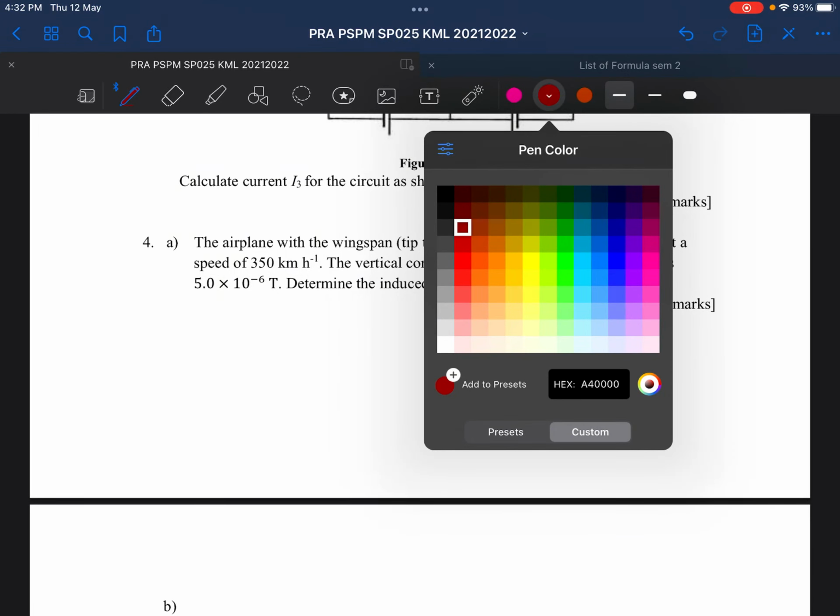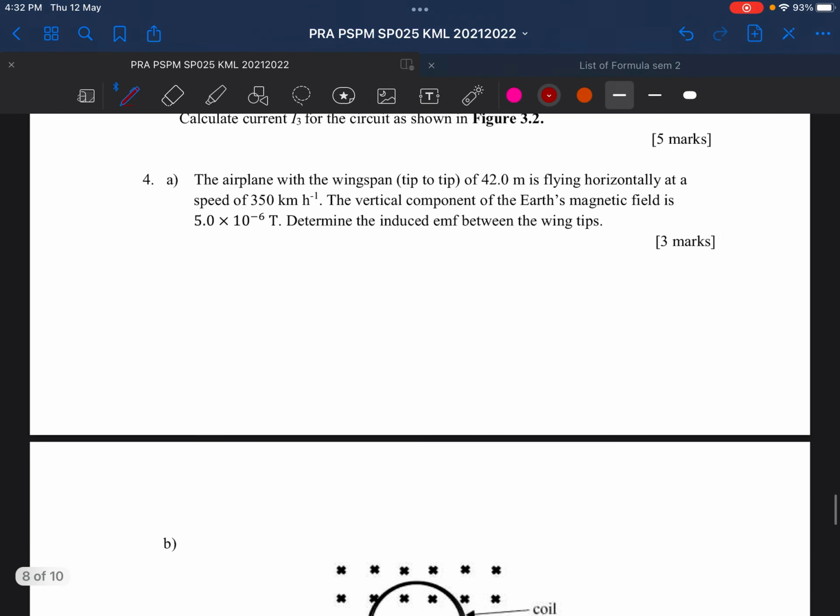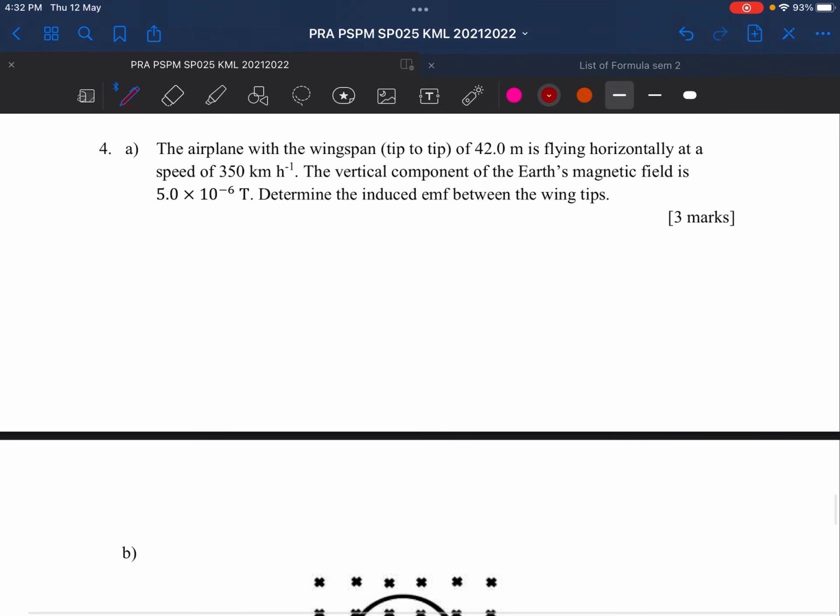Okay, let's try to do 4A. So let's read the question. Okay, so this is chapter 5. So the airplane with a wingspan, wingspan ni bersayap lah, tip to tip, hujung ke hujung, of 42 meter is flying horizontally at a speed of 300 km per hour.